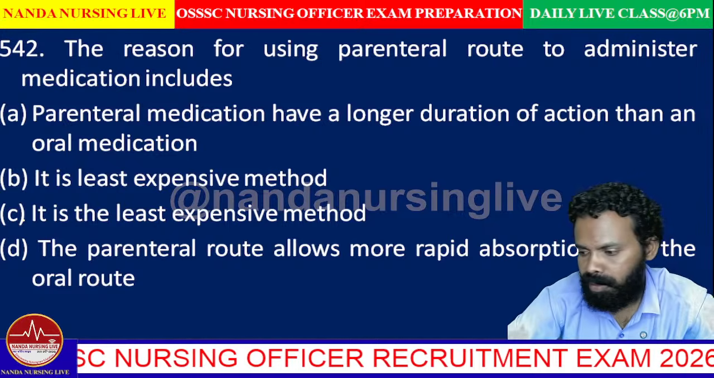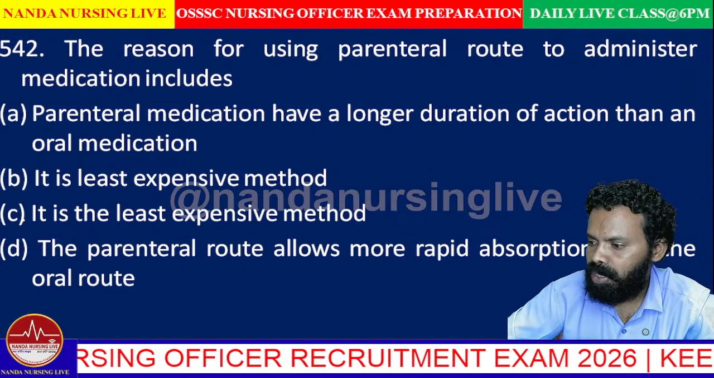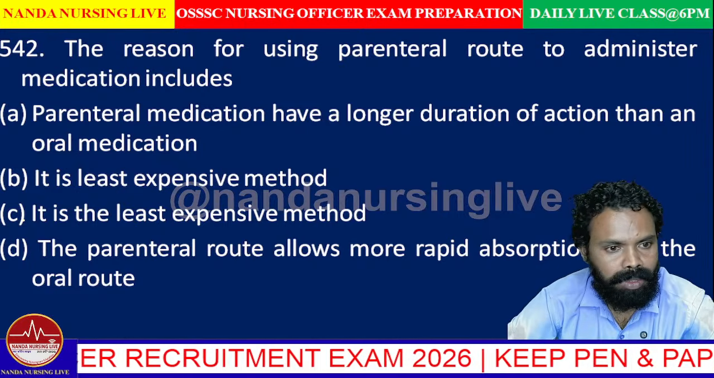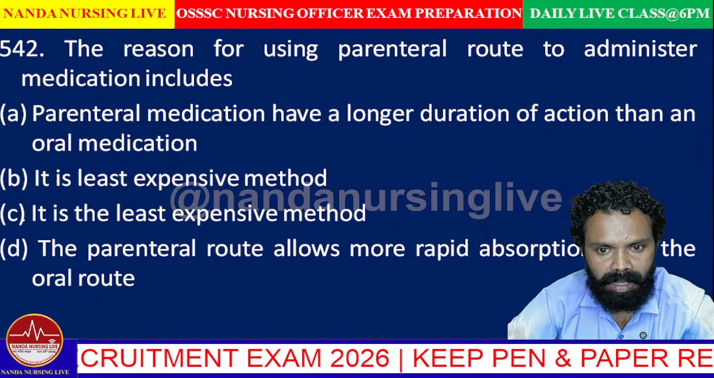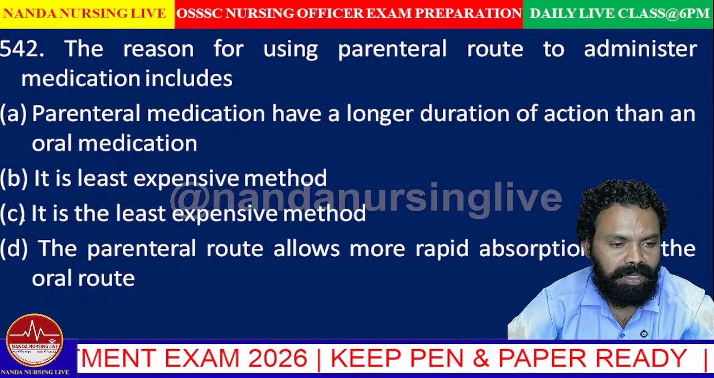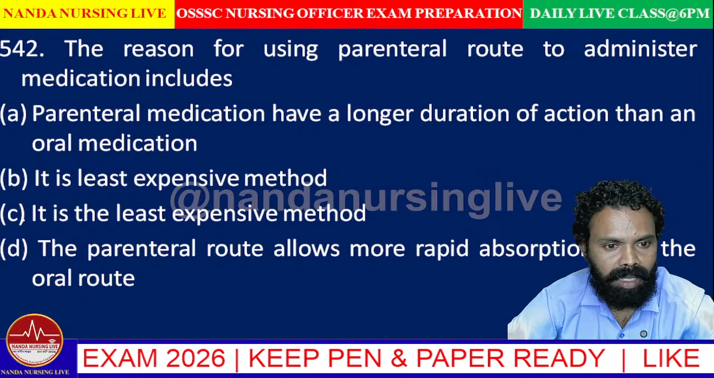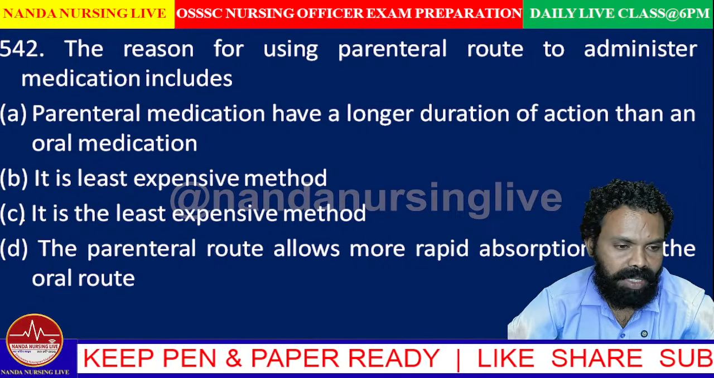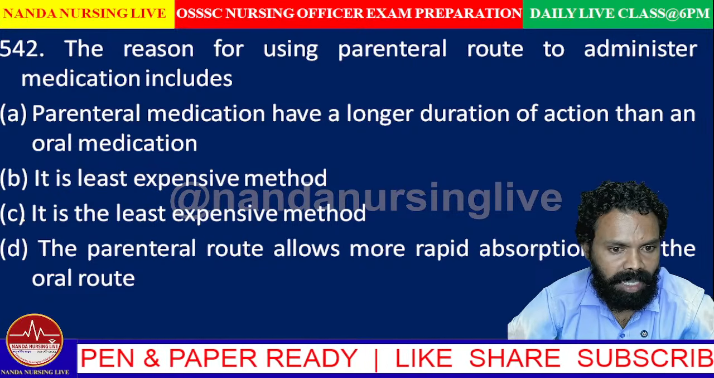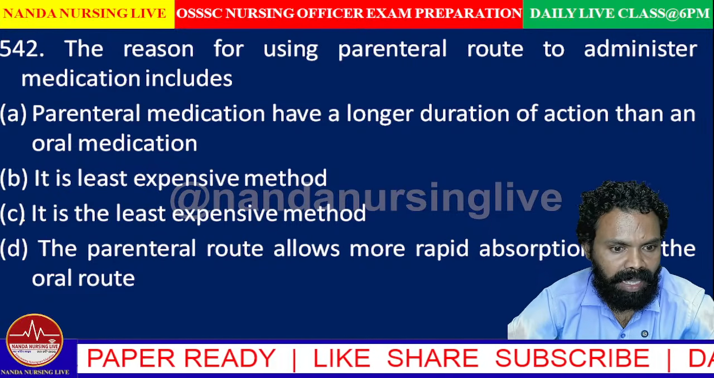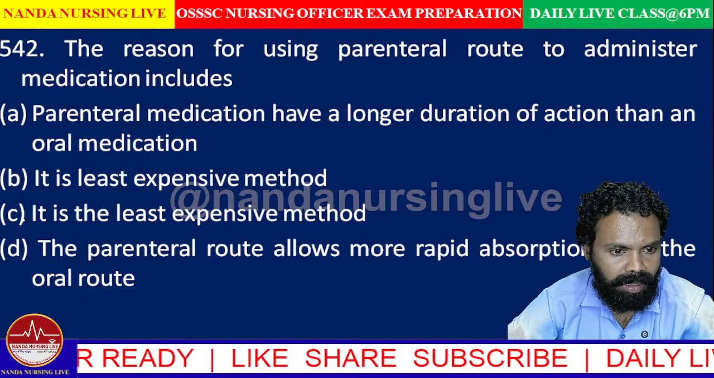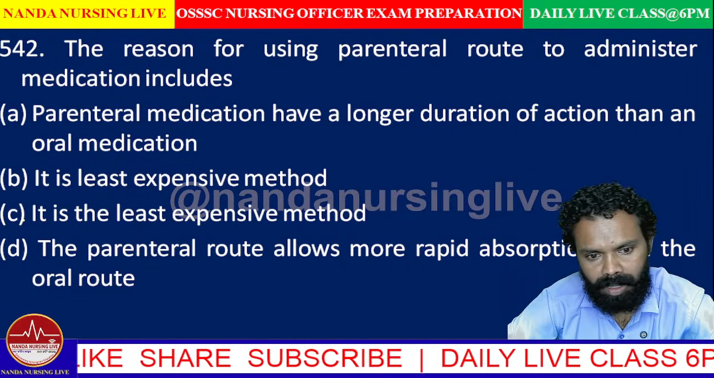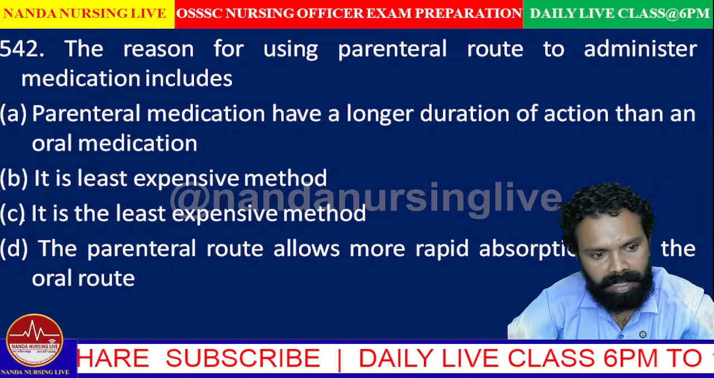Next question, question number 542. The reason for using parenteral route to administer medications includes. Option A is parenteral medication have a longer duration of action than oral medications. Option B is it is least expensive method. Option C is it is the least expensive methods. Option D is the parenteral route allows more rapid absorption than the oral route.